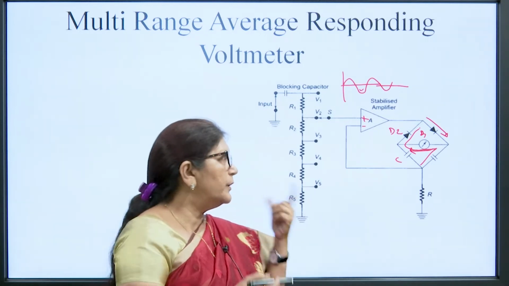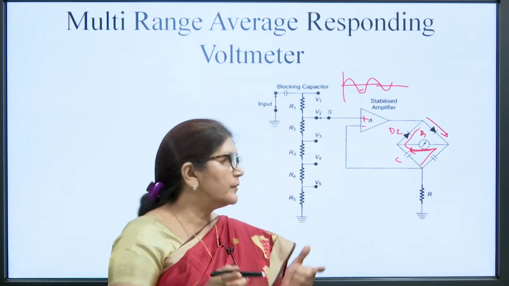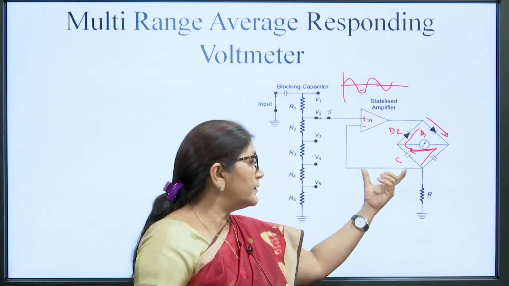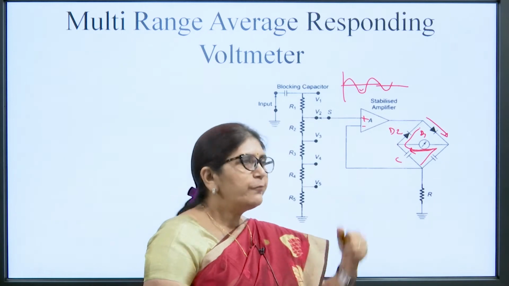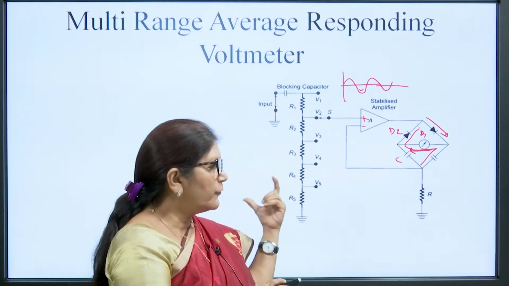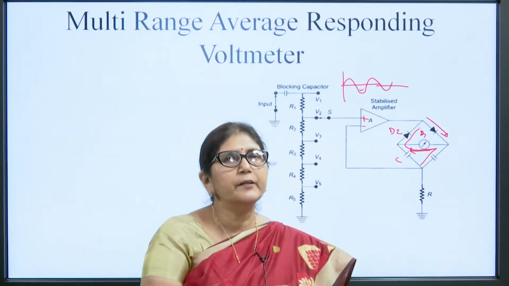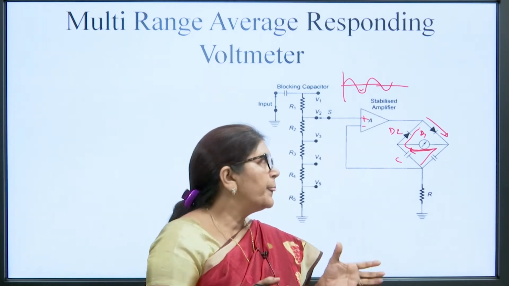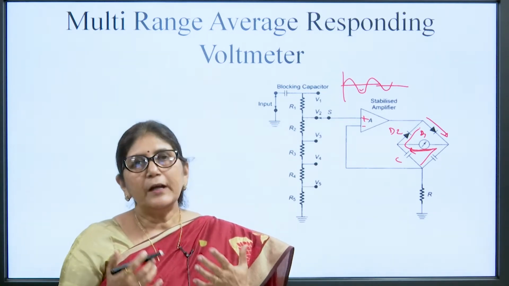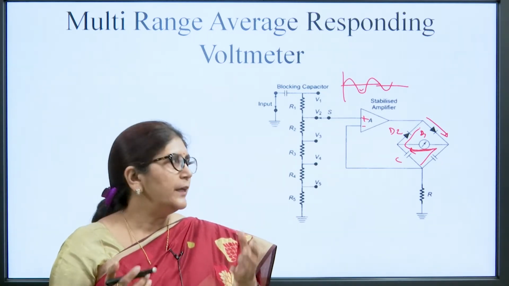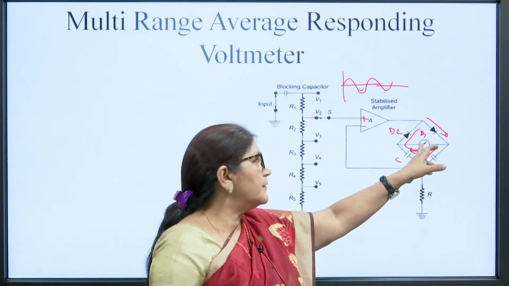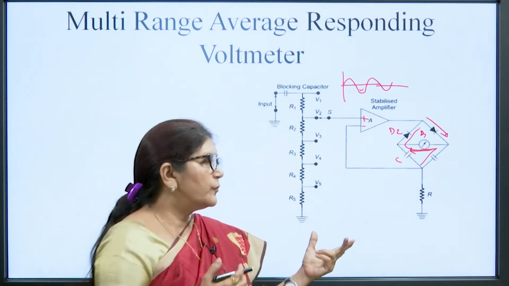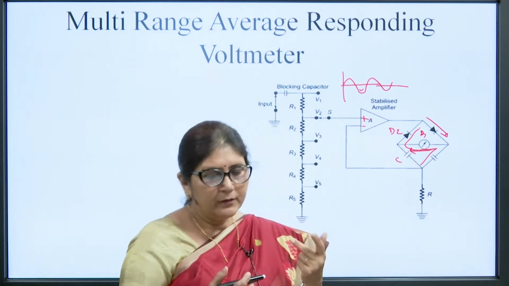So, this is the multi-range voltmeter, and it is the full waveform. The previously discussed one was the half wave rectifier, and this is the full wave rectifier. So, the full wave rectifier also gives the average value of the signal. Suppose we want to measure the RMS value of the voltage, then we have to calibrate the scale of this PMMC meter in RMS value. So, it will also display the RMS value of the voltage.